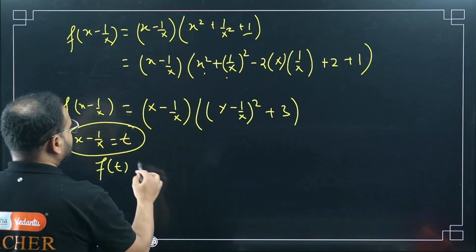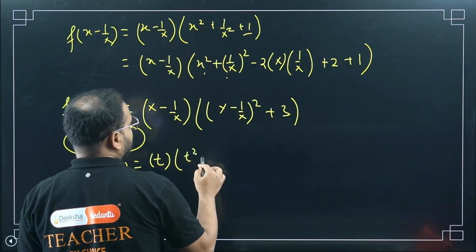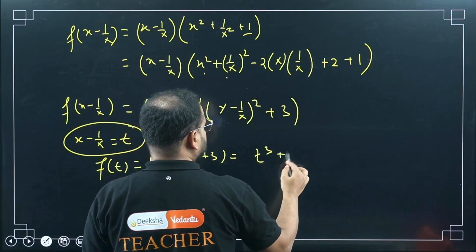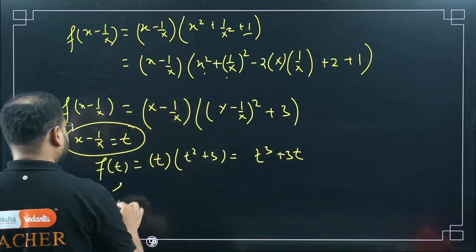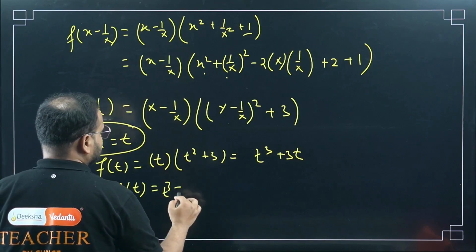f of t equals t times (t square plus 3). How much is this? Please check. So simply t cube plus 3t. So I get the function f of t as t cube plus 3t.